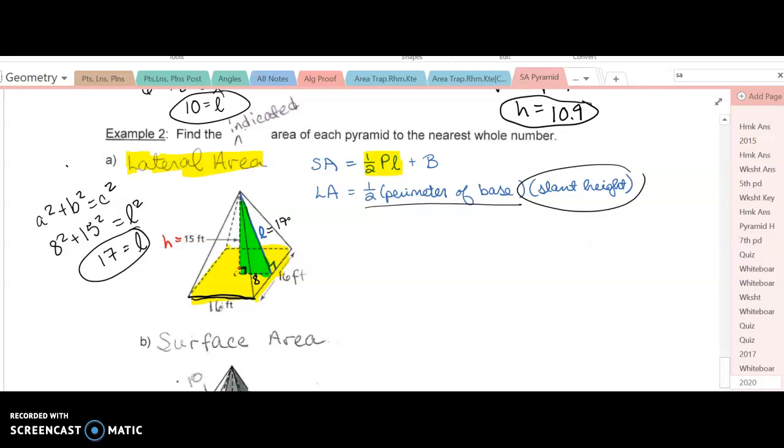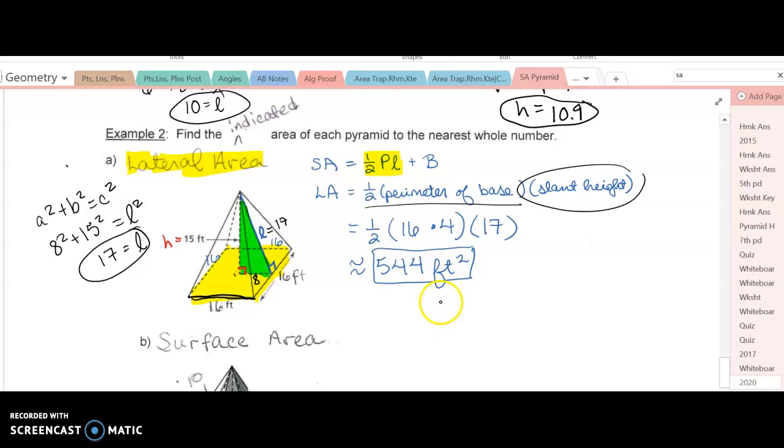And now we're ready to find the whole lateral area. So we're going to say 1/2 times perimeter of the base, which means the distance around the base. So I've got 16 plus 16 plus 16 plus 16. In other words, I've got 4 16s. I'm going to call that 16 times 4 sides. And then our slant height we figured out was 17. And so that comes out in my calculator to be approximately 544 feet squared.